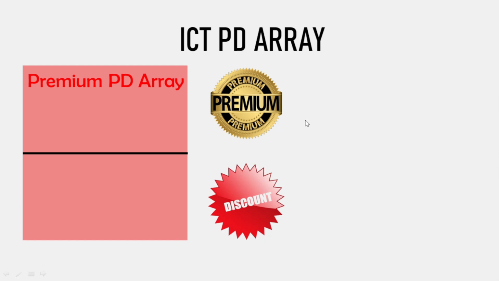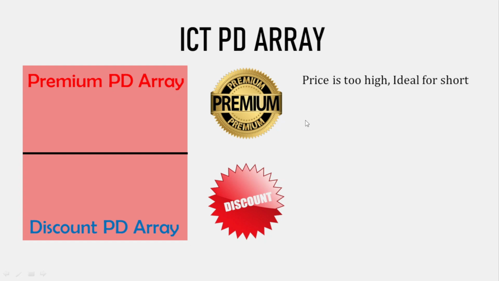We have two types of PD array: premium PD array and discount PD array. Premium PD array is simply price is too high and is ideal for short. And discount is price too low and it's ideal for long. So now let's take a look at what the premium PD arrays and discount PD arrays are.